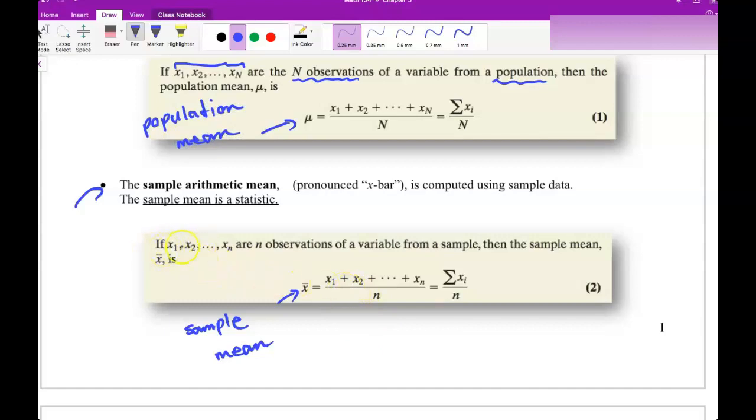Again, same thing here. These are our data x1 up to xn, and we have n observations. So n is in the denominator because in total we have n observations, and on top we add all these data. So adding all these data, divided by the number of observations. Same thing for this part.